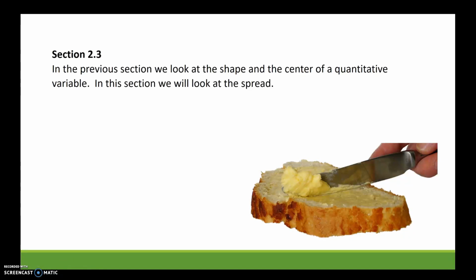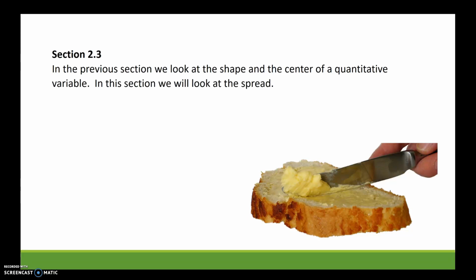In section 2.2, we looked at how to summarize quantitative data. In particular, we looked at how to plot the data and describe that plot. One of the ways we learned to describe the plot was by looking at the center, and we saw that we could either use the mean or the median to describe the center.